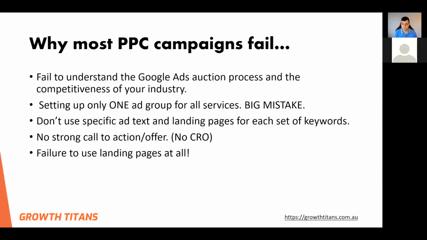Now, the biggest mistake I see is only setting up one ad group for all your services, right? So you might have rodent services, termites, free inspections for whatever it may be, and you're only showing one set of ads. That's the biggest mistake anyone makes. You need to have specific ads for each key service, and I'll explain that in a second. This really ties into not using specific ad text for each service, and sending all your clicks to your homepage, right? All your clicks should be going to a page specific for the service that the person searched for. I'll go through this again and sort of explain it a bit simpler for you.